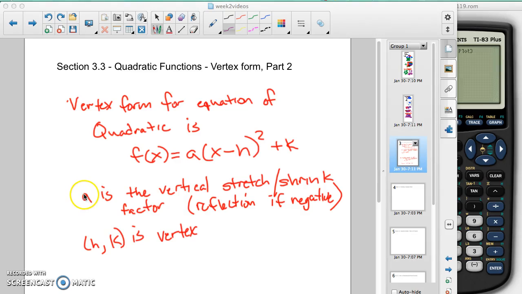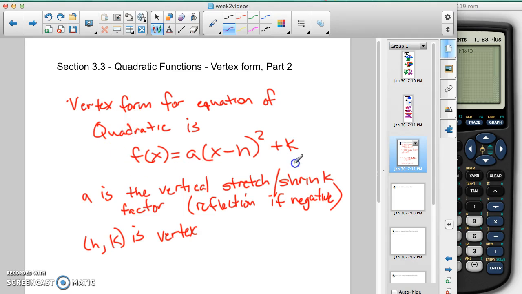Okay, in this video we're going to continue looking at quadratic functions in vertex form. This is part 2 of the same video that we just had. In the last video I didn't write the equation in vertex form. In this video we have the version right here.